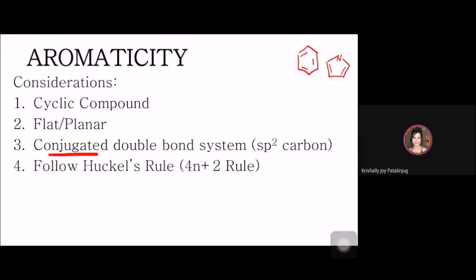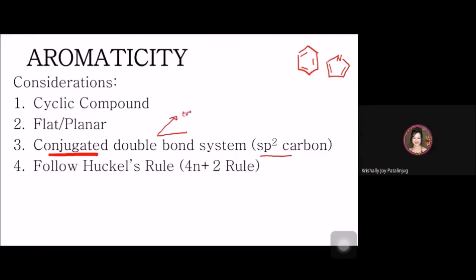Take note, conjugated. The double bonds must be alternating. Or, it is not really necessary that the double bonds alternate. The molecule could also be conjugated if every atom in the ring has a p orbital. So these are our considerations for it to be fully conjugated.